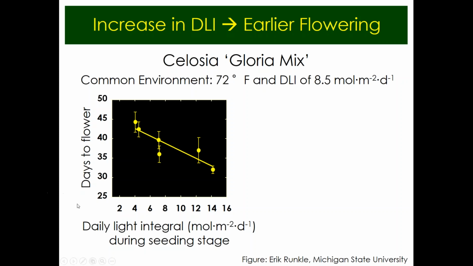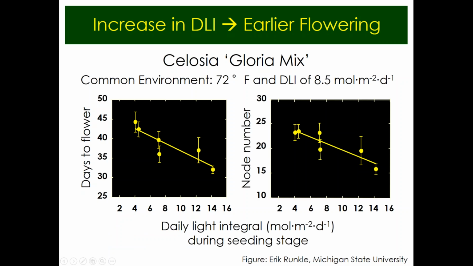Now, as I said earlier, when we provide supplemental light to young plants, we often find that there is earlier flowering. So let's look at this graph where we're looking at daily light integral during the seedling stage and then days to flower. As that daily light integral that young plant received increases, we see that that young plant is going to flower faster after transplant. And again, we see that the number of nodes below the first open flower is obviously going to decrease when those young plants were grown under a higher daily light integral.